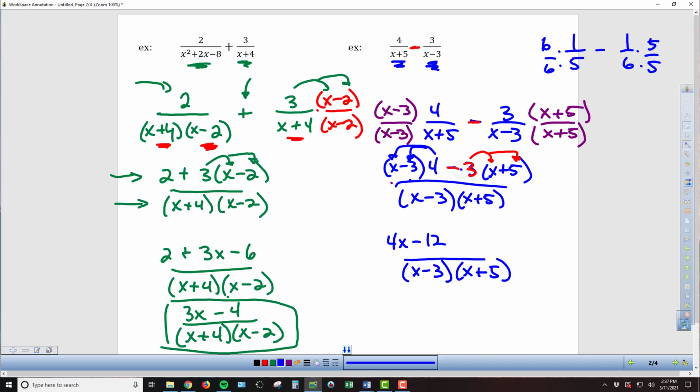So in the end, we have negative 3 times x gives us negative 3x, and then negative 3 times 5 gives us negative 15. And so now, again, our denominator is going to stay put, x minus 3 and x plus 5. And then in the numerator, we just have to gather our like terms. So we have 4x minus 3x, so that just gives us x. And then minus 12 and minus 15 gives us minus 27 when we combine those.